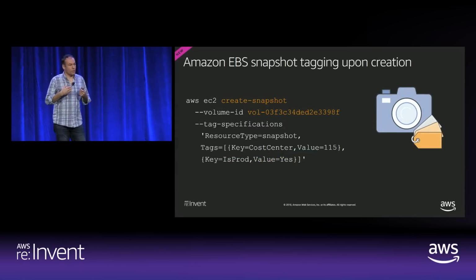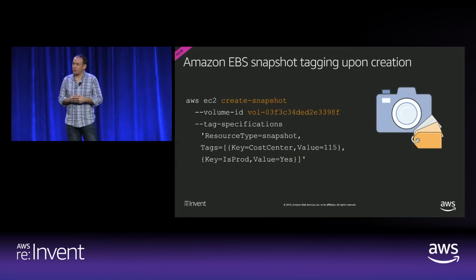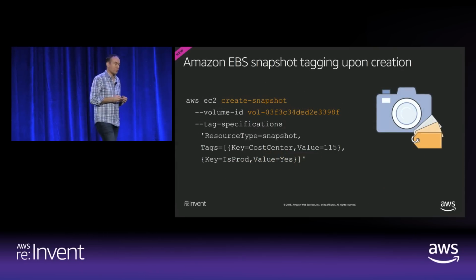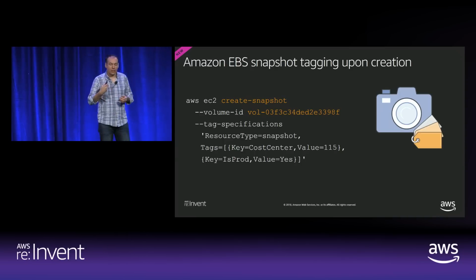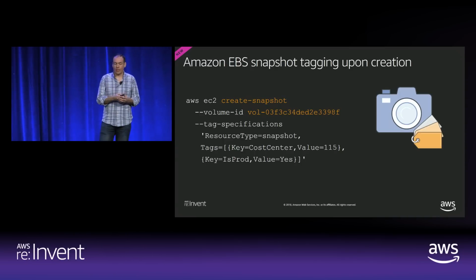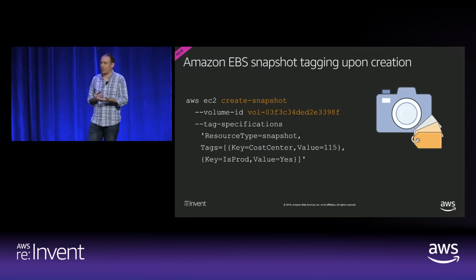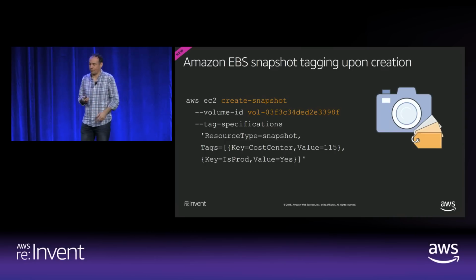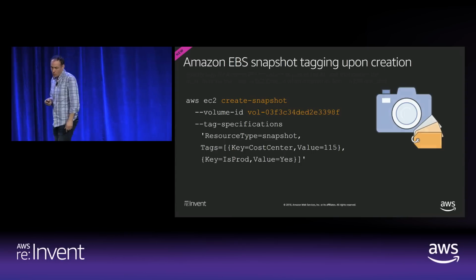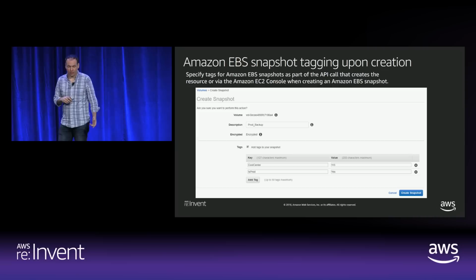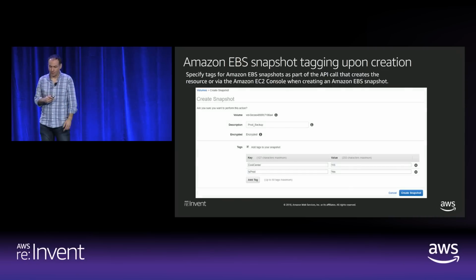Earlier this year, we made it a little bit easier to create tags on your snapshot. So now you can create tags when you create your snapshot. You no longer have to wait for the snapshot ID and then add tags to them. So this allows you to actually keep track of those snapshots a lot more conveniently. And so you can do that with the CLI or the console as well.